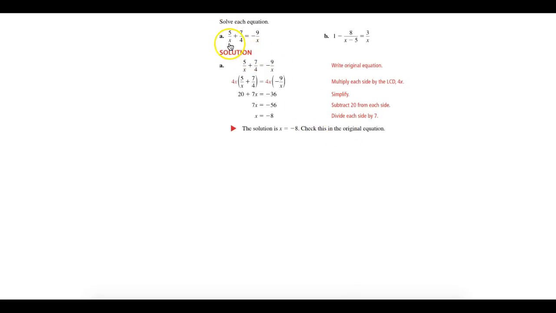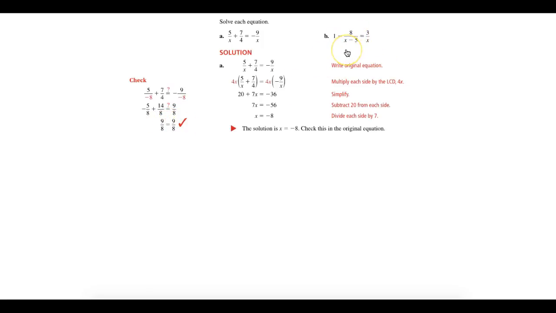So you get 5 over negative 8 plus 7 over 4, which is 14 over 8. So you get 5 over negative 8 plus 14 over 8, and you're going to get 9 over 8. There you go. It works out to be the same. So you get 9/8 equals 9/8.